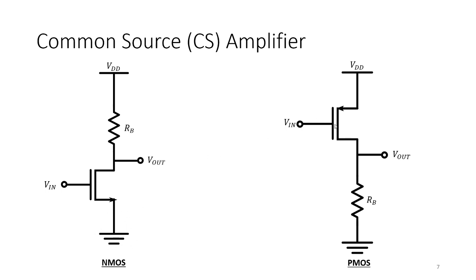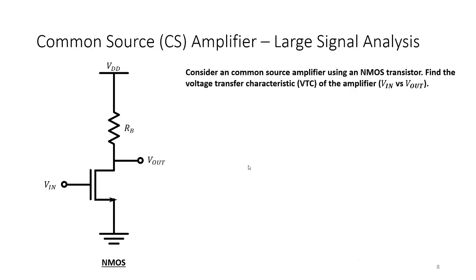Same concept here. For the PMOS it's VSG, right? So it's VDD minus V in, and for the VSD it's VDD minus V out. So remember, the common source amplifier occurs when the source is a constant and is common to both VGS and VDS because it's constant. Okay? So now, we're going to do the VTC of this amplifier.